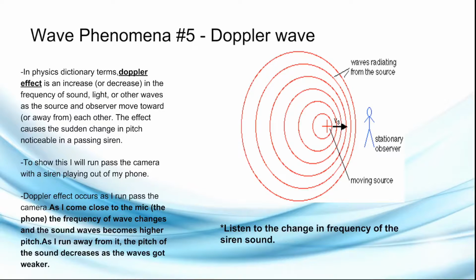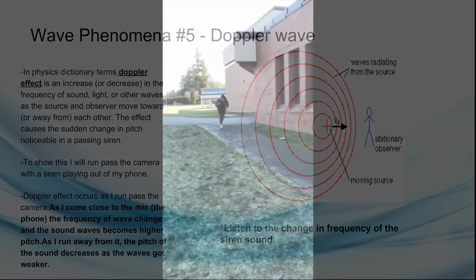The Doppler effect occurs as I run past the camera. As I come close to the phone, the frequency of the wave changes and the sound waves become higher pitched. As I run away from it, the pitch of the sound decreases as the waves get weaker. Before we start, you may look at the picture and listen closely.